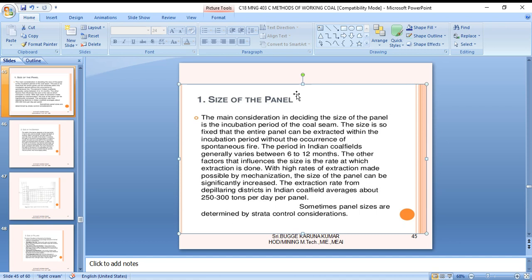The main consideration in deciding the size of the panel is the incubation period of the coal seam. So what is meant by incubation period? Incubation period is the period after the coal is opened, when oxidation is caused and it may catch fire. That period is called the incubation period, or ignition period.